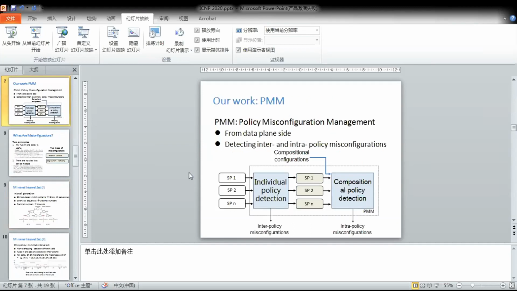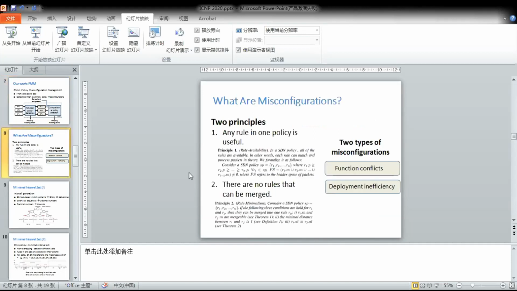In this paper, we design and implement an SDN policy misconfiguration management framework from the data plane. Our target is to address this gap by developing a misconfiguration tool for aggregating and fast checking of both individual policy rule sets and compositional rule sets. To this end, we first define two checking principles. One is the rule availability principle. It means that any rule in one policy should be useful. The other is the rule minimalism principle, which means there are no rules that can be merged. Based on the two principles, we also define two types of misconfigurations: function conflicts and deployment inefficiency.